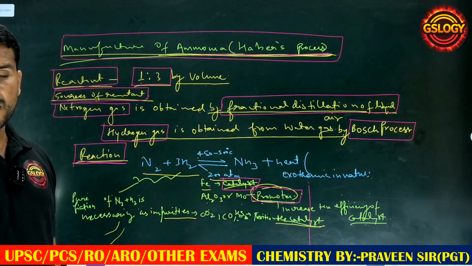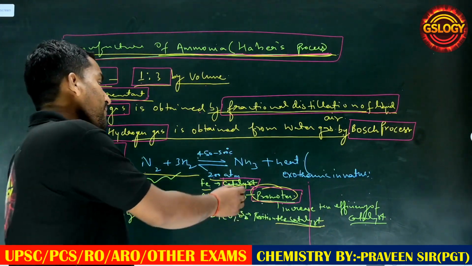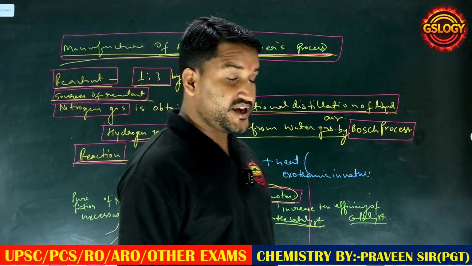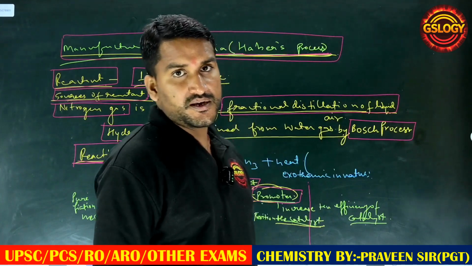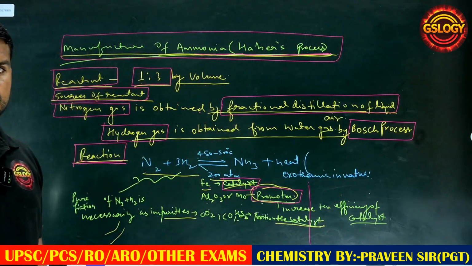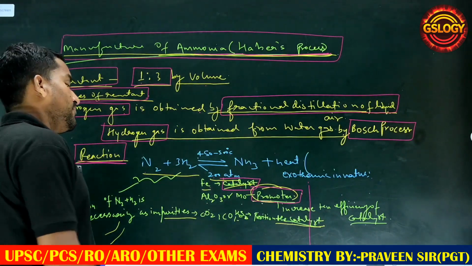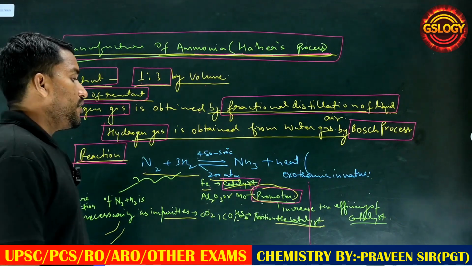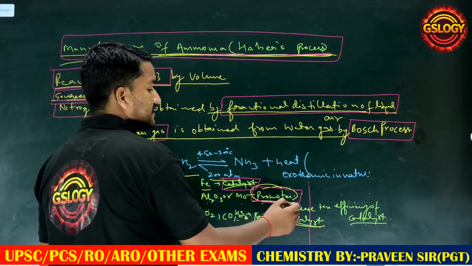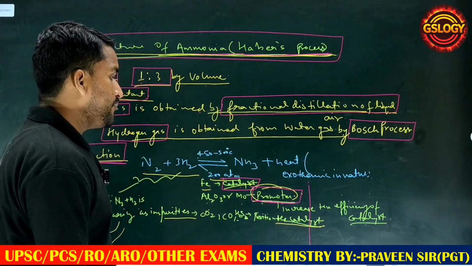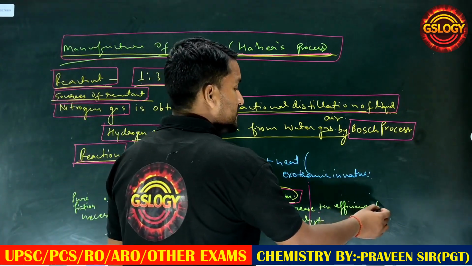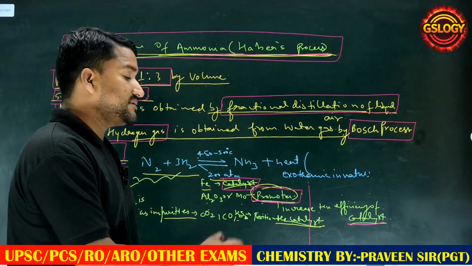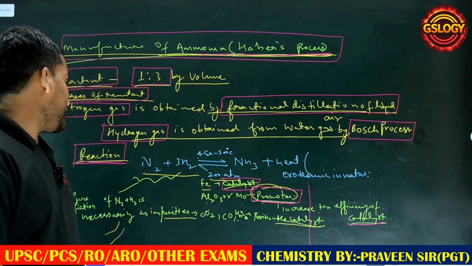And what is the promoter? You know very well about the catalyst. A catalyst changes the rate of reaction, either decreases or increases. But what is the function or role of Al2O3 or molybdenum? It is considered as a promoter, and a promoter increases the efficiency of the catalyst. Means it increases the efficiency of the catalyst.